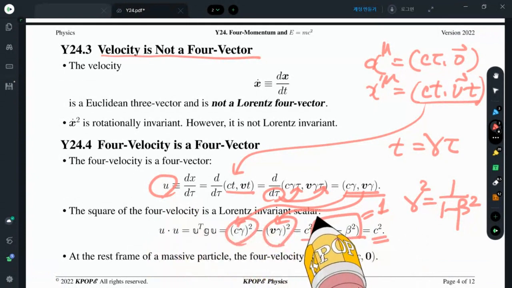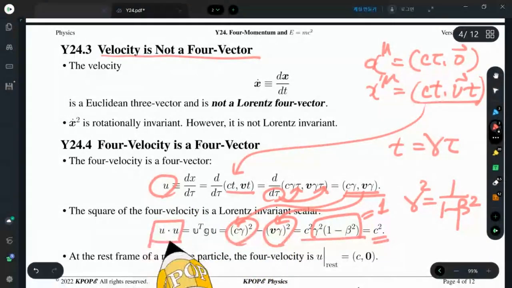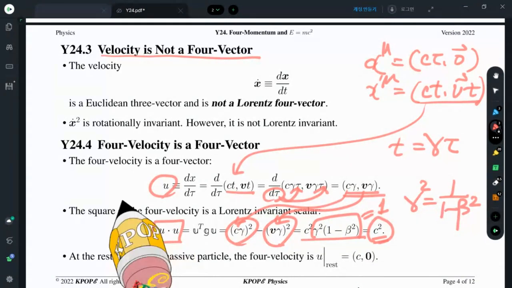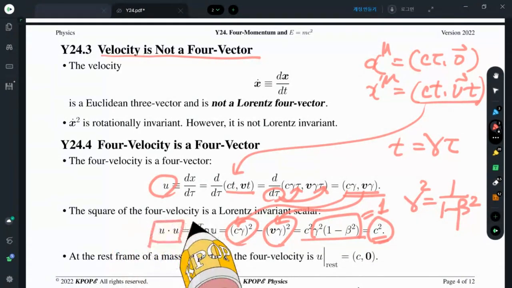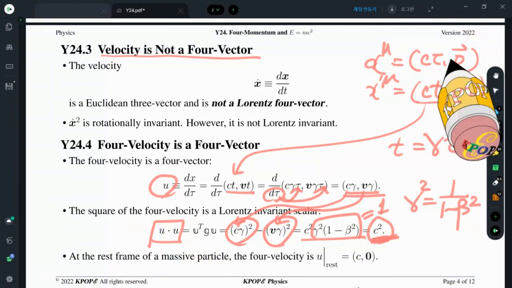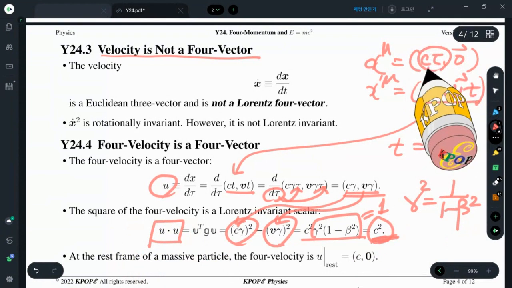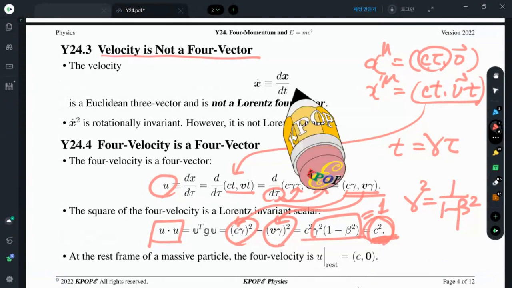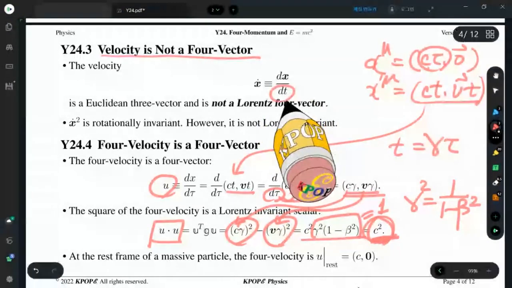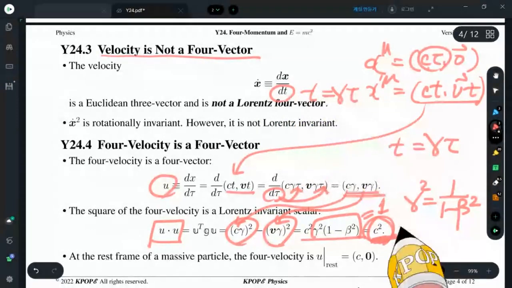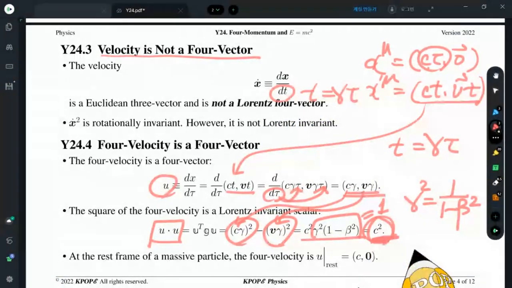So this four velocity has the scalar product with itself that is the same as the speed of light squared, and this is true for any four vector. Four vector squared must be Lorentz invariant. That's fine. We can make use of this, still the same value, that is c squared. However, if I take the derivative with respect to time, t equals gamma tau, this relation is not satisfied anymore.